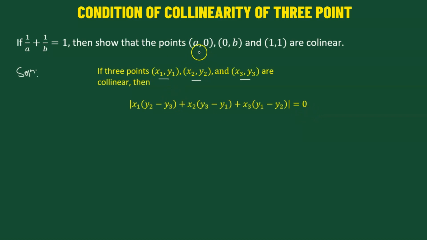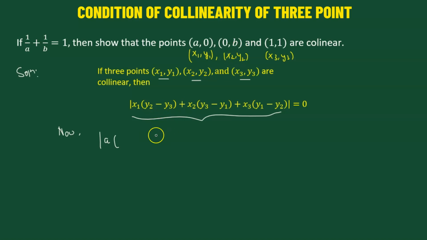So here we will assume that (x1, y1) corresponds to the point (a, 0). Then we have (x2, y2) that corresponds to the point (0, b), and we have (x3, y3) corresponding to (1, 1). Now we will have the absolute value of x1. So x1 corresponds to a. Then this will be multiplied by y2 minus y3. So y2 is b minus y3. So y3 corresponds to 1.